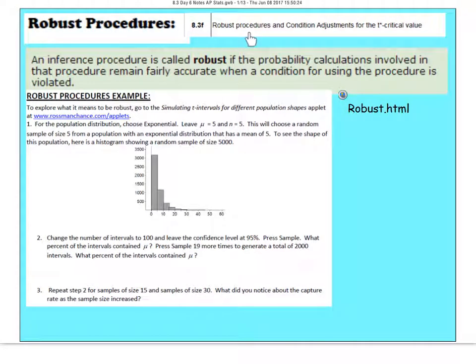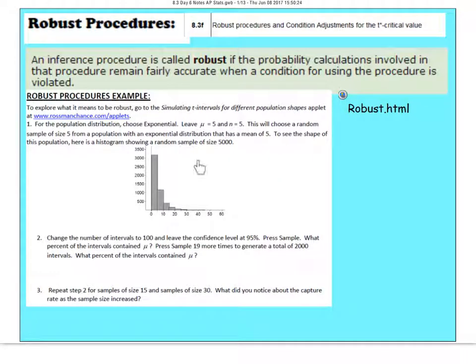8.3F, we're going to talk about robust procedures and condition adjustments for the t-critical value. Now, when you're doing inference procedures, a procedure is called robust if the probability calculations involved in that procedure remain fairly accurate even when a condition for using the procedure is violated. So let's see how the robust procedures example works.